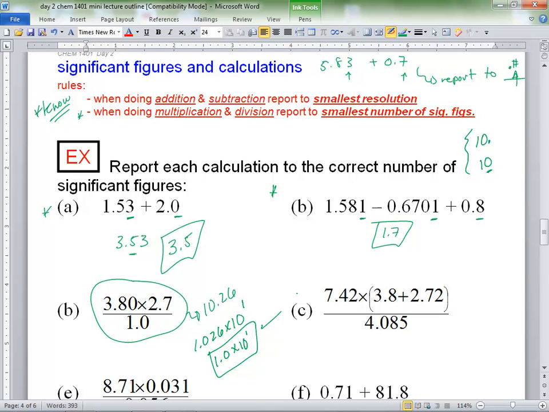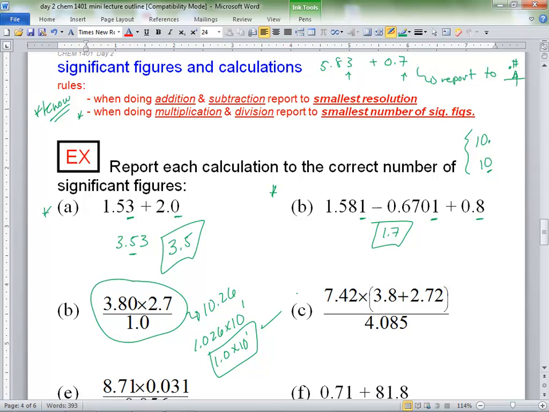Okay, let's try one that's a little more complicated. Combine the two. So we need to combine the 2 rules. But what I suggest is, if you're going to do this on your calculator, forget sig figs. What would you do first? Wouldn't you do the parentheses part first? Get what that little number is, and then you do the rest. And that's what you have to do too.